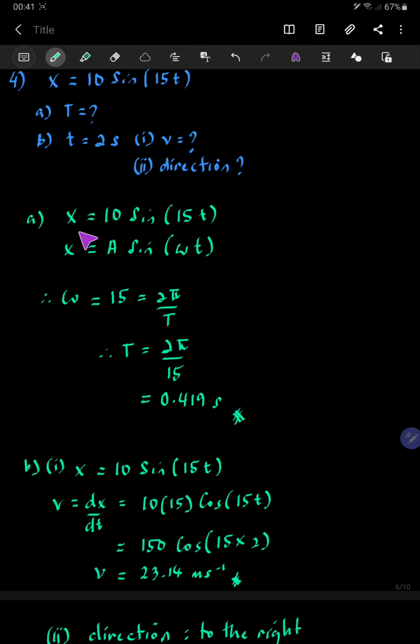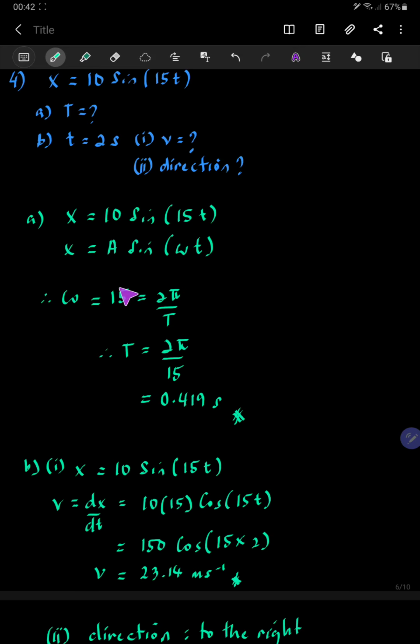Okay, so as we know, the main equation is x equals 10 sine 15t. So basically the general equation is x equals a sine omega t. Again, we are talking about x, which means the motion of the object is horizontal. Okay, all right, so based on this we know that amplitude equals 10 and omega equals 15. So omega equals 15 and omega still equals 2 pi over period.